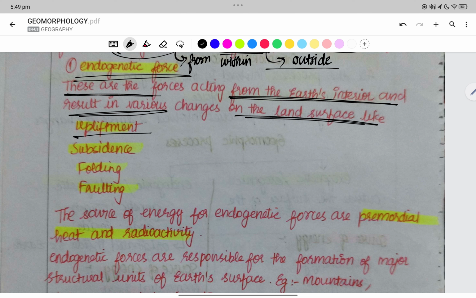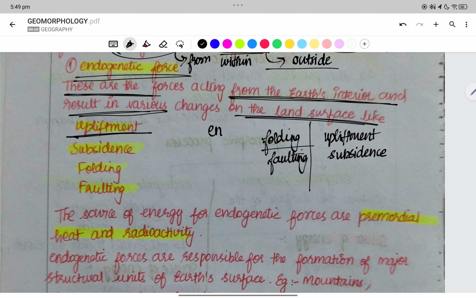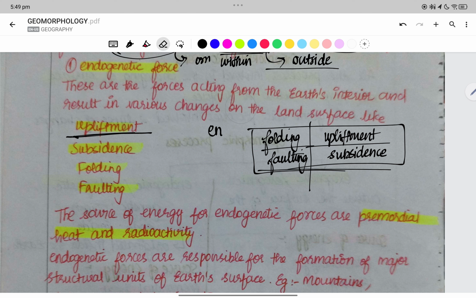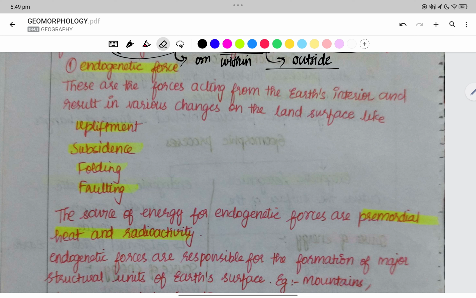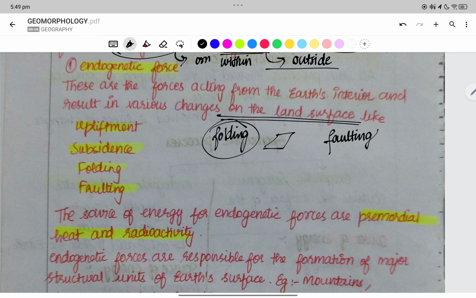Endogenetic forces cause upliftment. The first thing is folding, or it is going to break, which is faulting. Then uplift and subsidence. So what are the changes that are going to take place? These forces acting from the earth's interior result in various changes on the land surface, like folding, where it is going to fold, and then the breaking, which we call faulting.